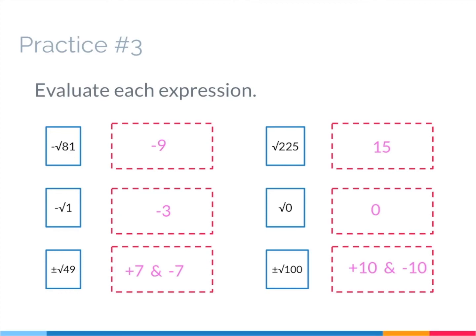How did you do? Were you able to get all the correct answers? Were you making sure that if they gave you that little symbol, you added both the positive and the negative answer? If you did, great. If not, go ahead and make sure that your paper matches mine, and make sure that you have all of the correct answers.